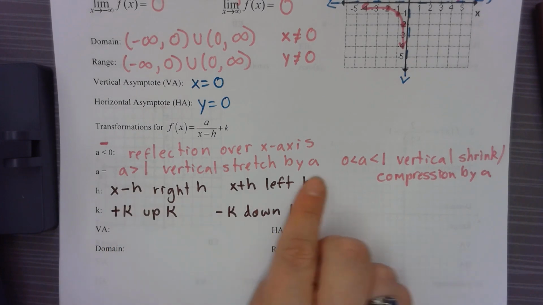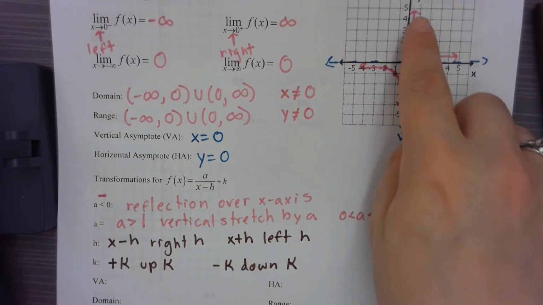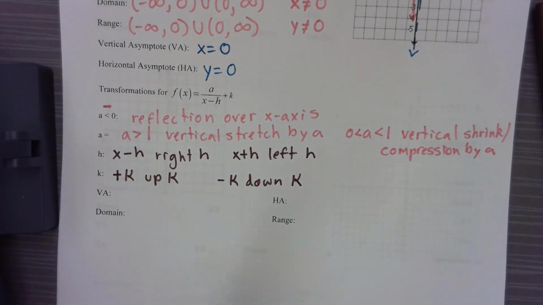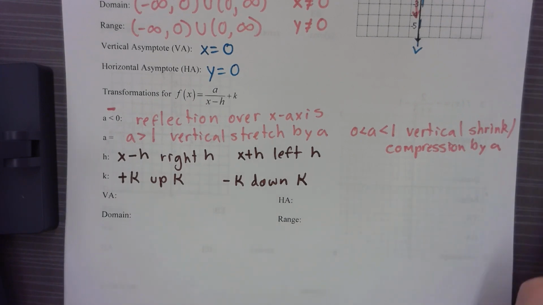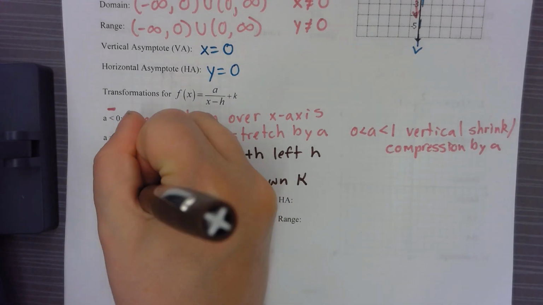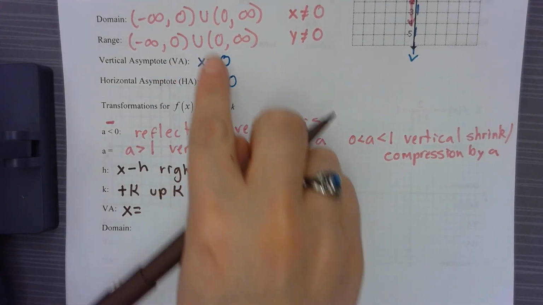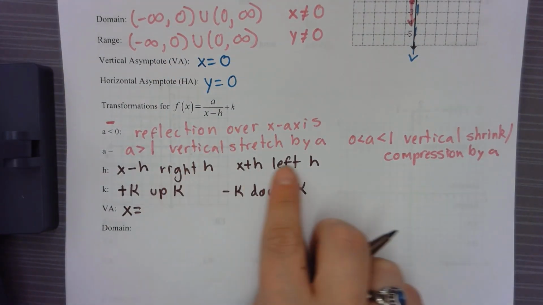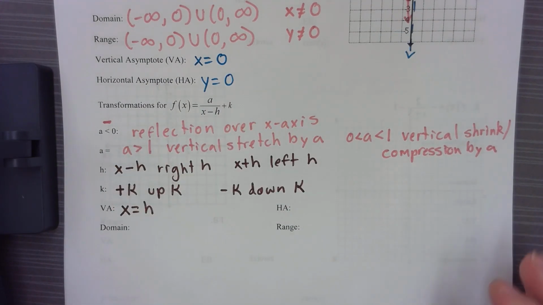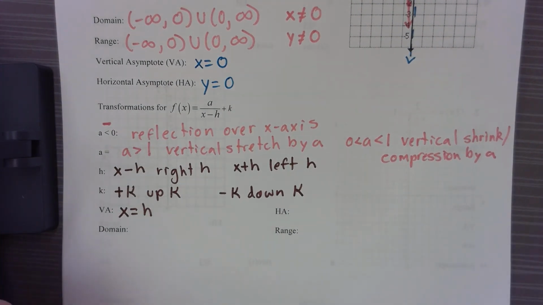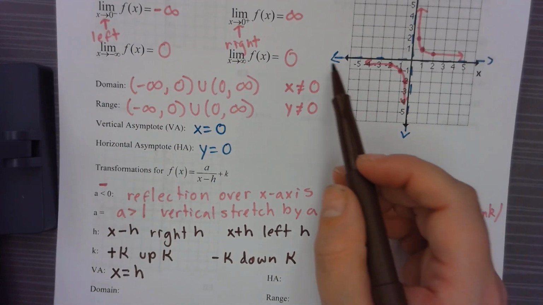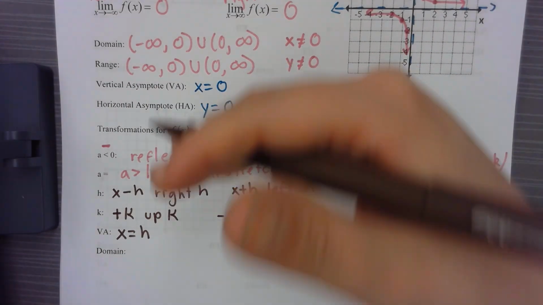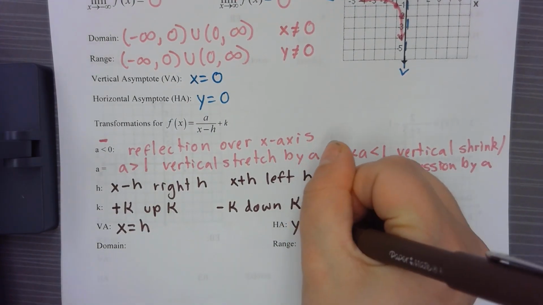So when we shift left and right, that vertical asymptote that starts at 0 is going to shift left and right with our graph. So that means that our vertical asymptote is going to be, instead of just x equals 0, that left and right shift. So it'll actually be x equals h. And similarly with our horizontal asymptote, it starts at 0, but it will move up and down with our graph. So it's going to be y equals k.